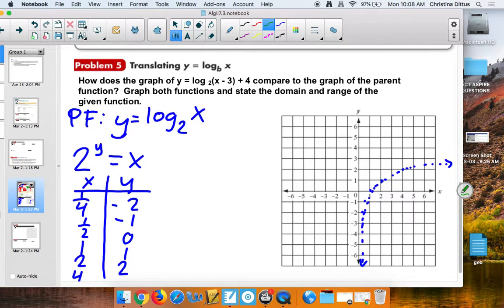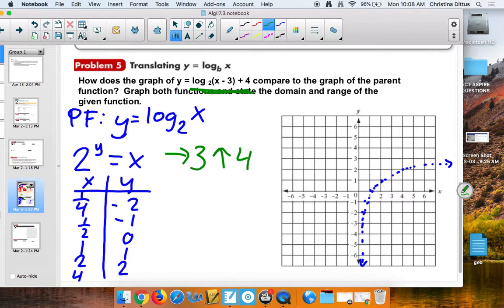In a second. Okay. How does this function that I'm trying to graph compare to this one? What's the difference? It goes up and down and left and right. How much does it move left and right? 3. Is it going left or right? It's going right 3. How much does it go up and down? Up 4.